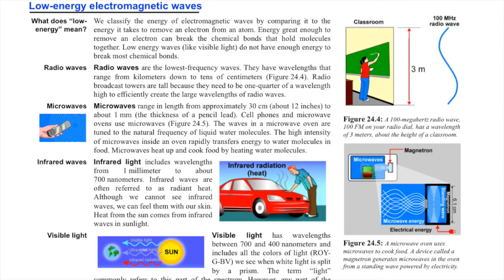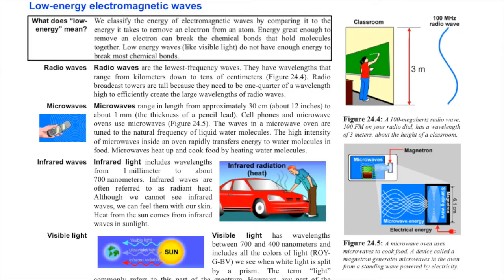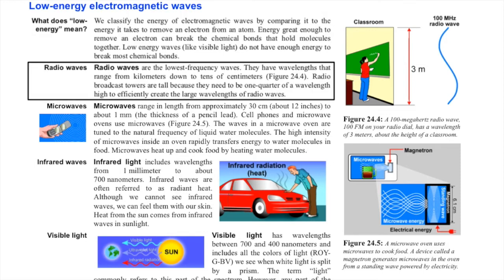Low energy electromagnetic waves. What does low energy mean? We classify the energy of electromagnetic waves by comparing it to the energy it takes to remove an electron from an atom. Energy great enough to remove an electron can break the chemical bond that holds molecules together. Low energy waves, like visible light, do not have enough energy to break most chemical bonds.